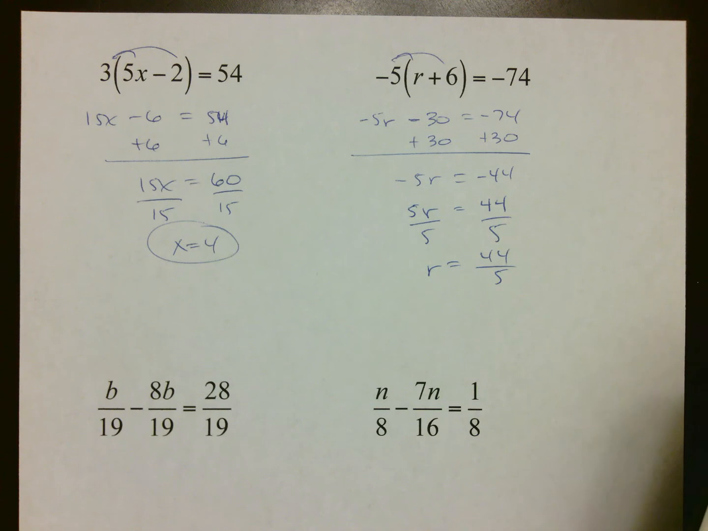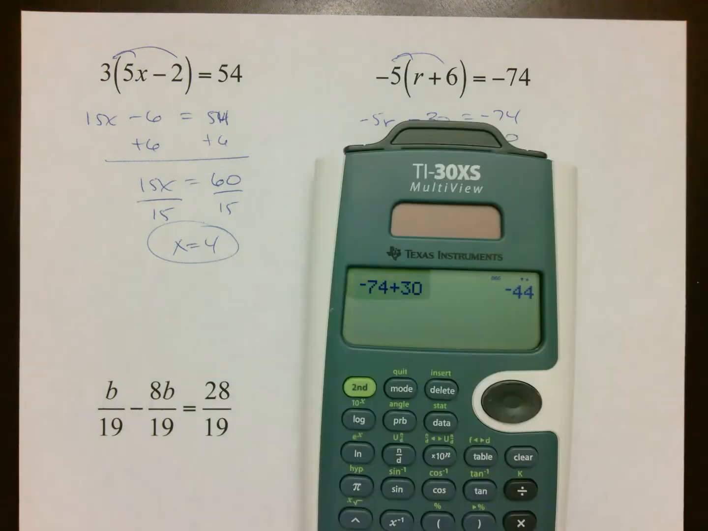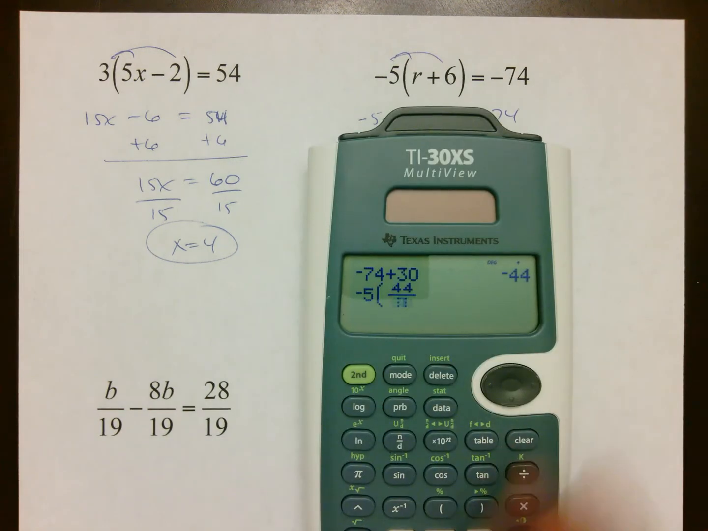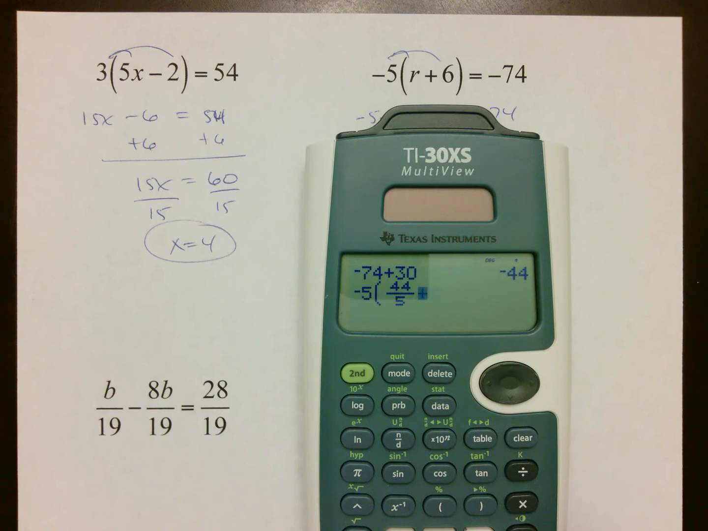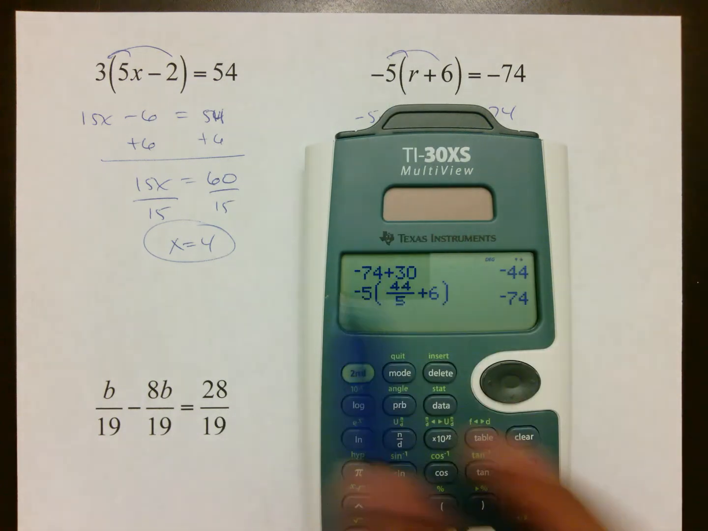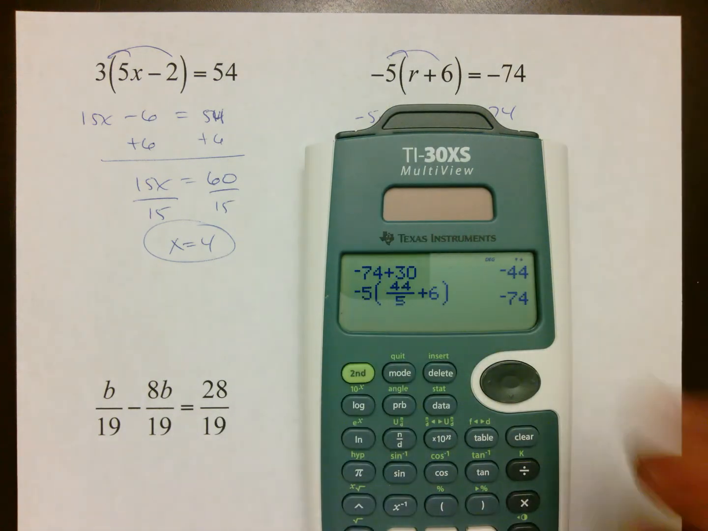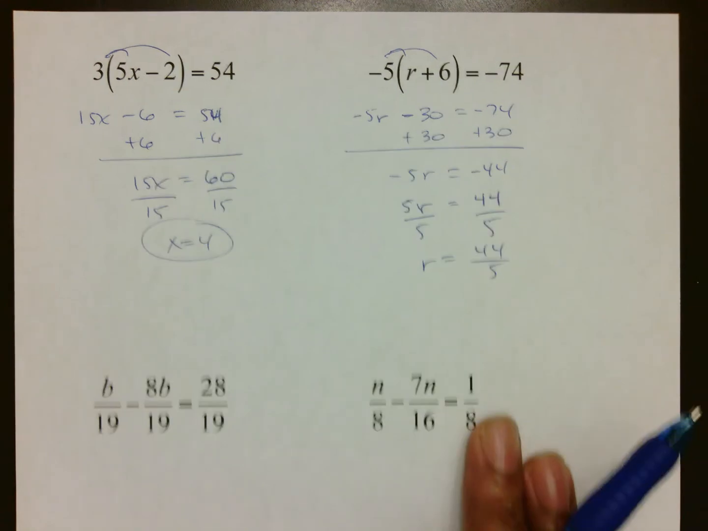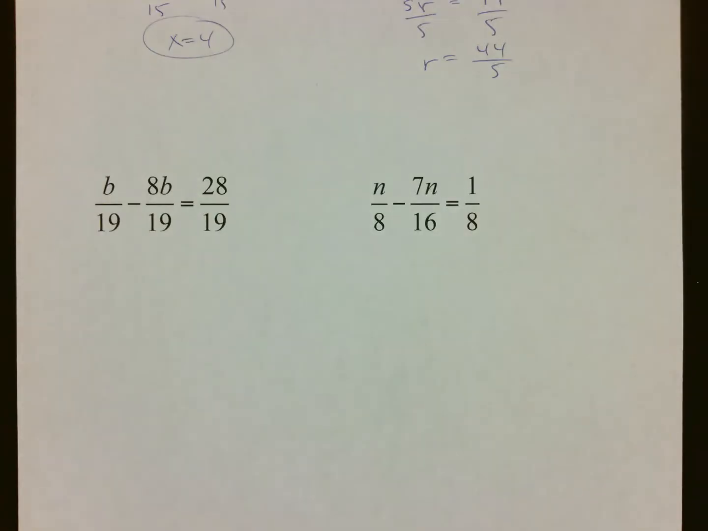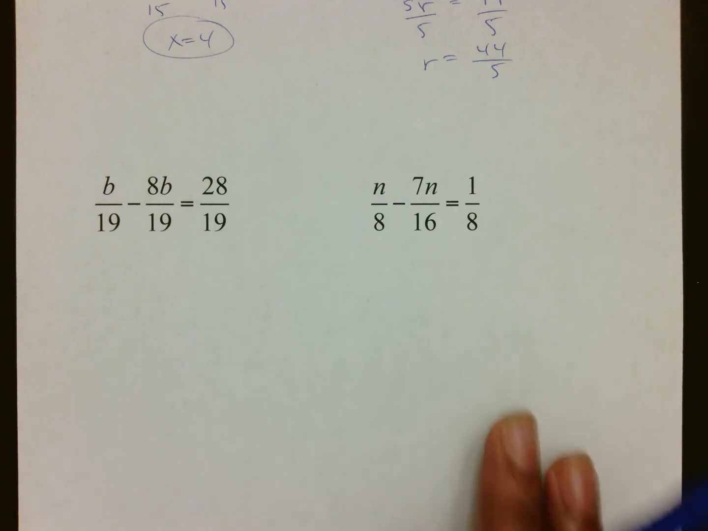Negative 5 minus 30. Let's see. Negative 5 parentheses 44 over 5 plus 6. Okay, it does work. Whenever you put in your 44 over 5, the way we've seen we could check our answers, we get the answer of negative 74, which is exactly what we're supposed to get. So it did work, and we have our answer verified. You can do that anytime you're solving, especially if you're not sure about your answer, kind of like I wasn't, and just plug it back in and see if it works like it's supposed to.